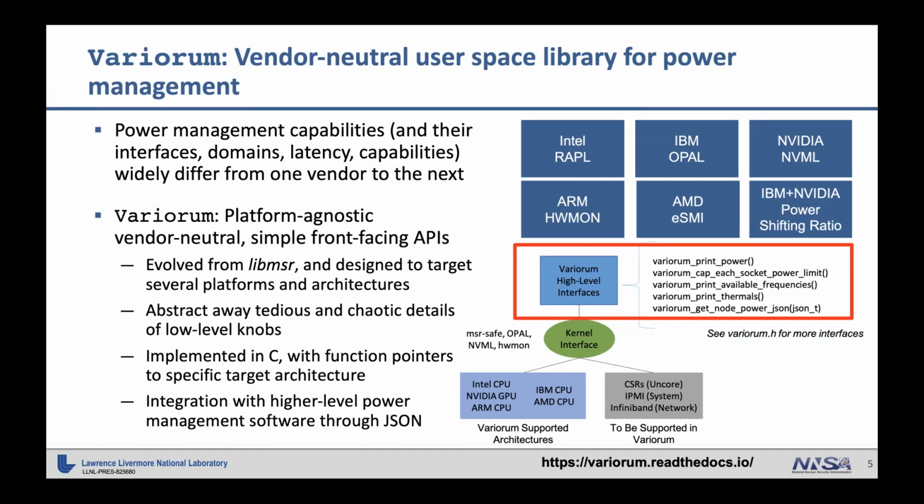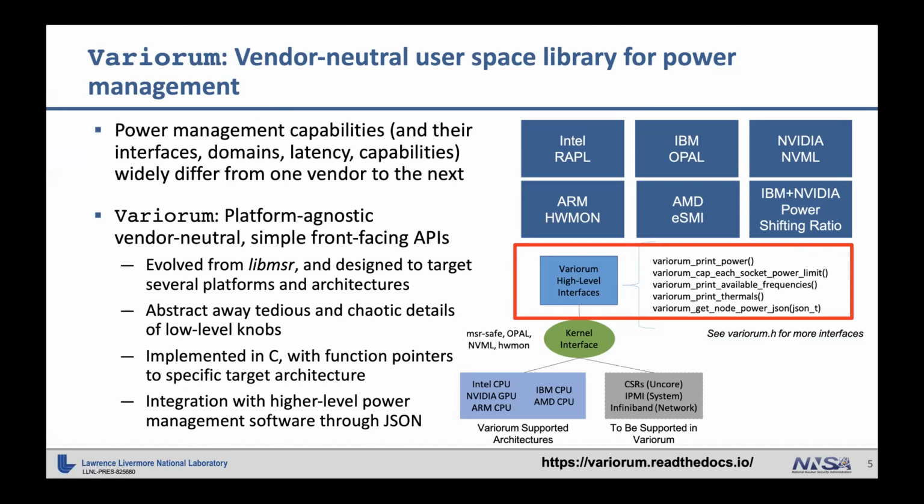So with Intel and AMD, we've got the RAPL interface, or the ESMI for AMD specifically. For IBM, we have the Opal layer. For NVIDIA, we go through the NVML library. For ARM, we use HWMon. And this box here is for a combination of the two. There's this power shifting ratio that is provided through the Opal interface as well.